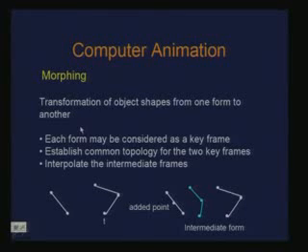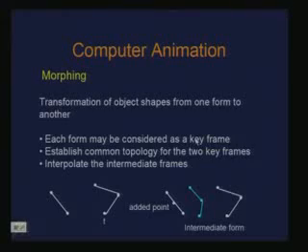You must have seen lots of commercials nowadays on television where one form changes to another form, or even the special effects in many of the films. Right? So then what we are saying is that each form from where we want to change, which is a particular shape of the object, is considered a keyframe.